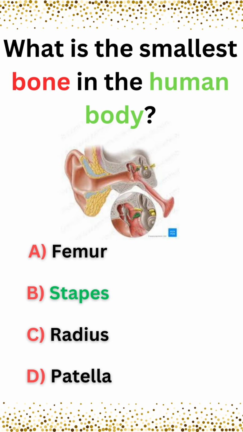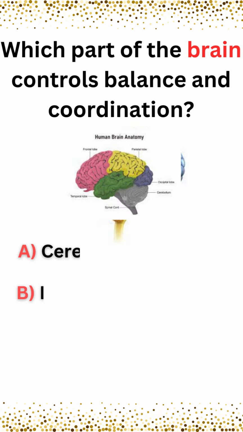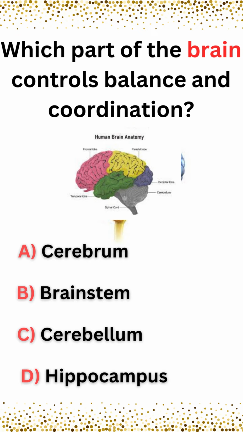The answer is stapes. Which part of the brain controls balance and coordination? Option A, cerebrum. Option B, brainstem. Option C, cerebellum. Option D, hippocampus.